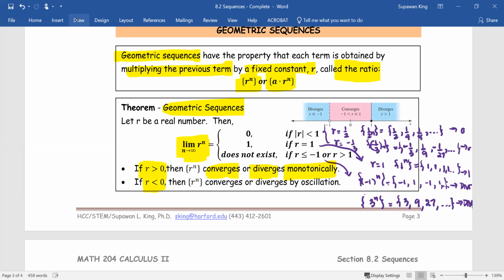For r less than 0, when you multiply by a negative number, the sign changes to the opposite sign. This way, we say the sequence either converges or diverges by oscillation. Like in this situation, the number goes back and forth between negative and positive signs.